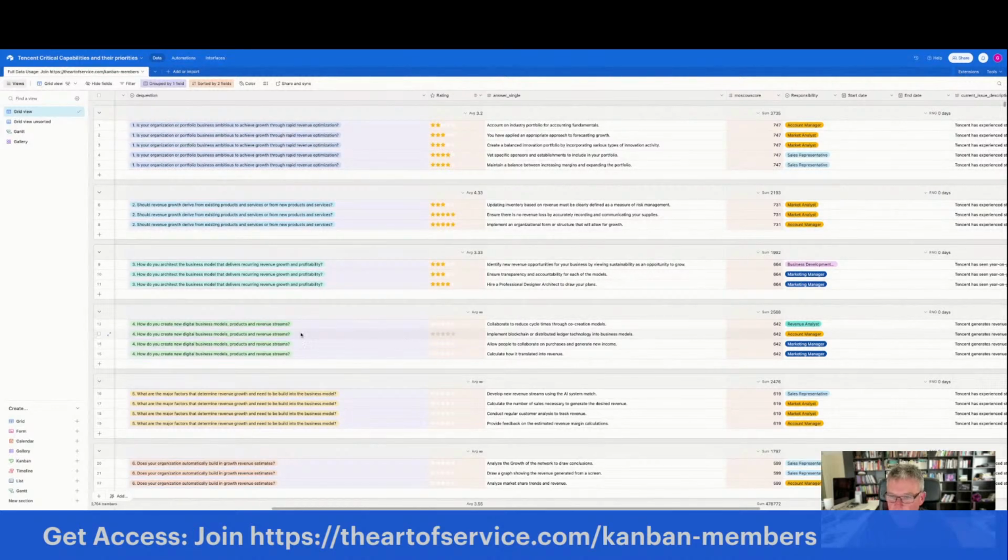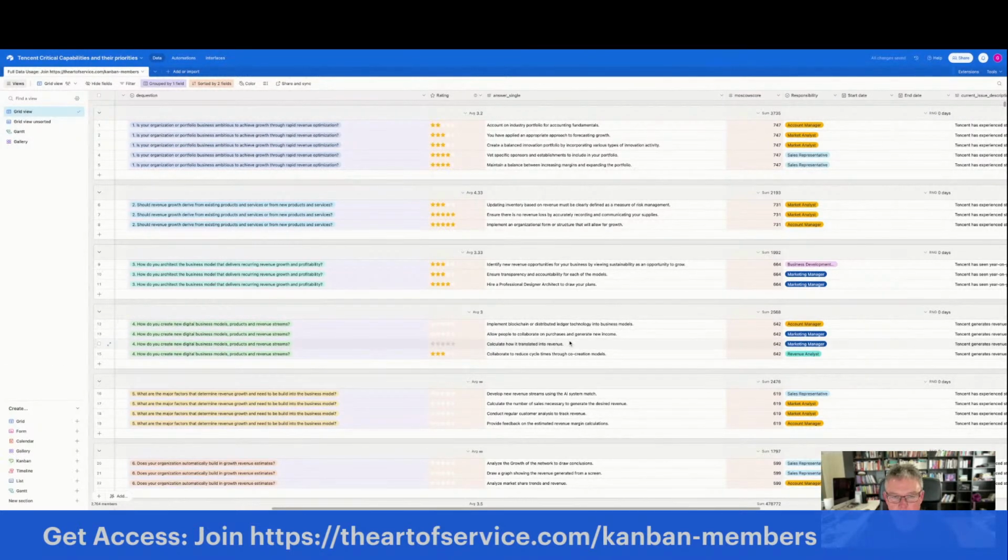Now, let's do two more questions. How do you create new digital business models, products, and revenue streams? So these are the five. We're doing the top five most important questions for Tencent. Collaborate to reduce cycle times to co-creation models. Oh, we don't do that. We could be better at that.